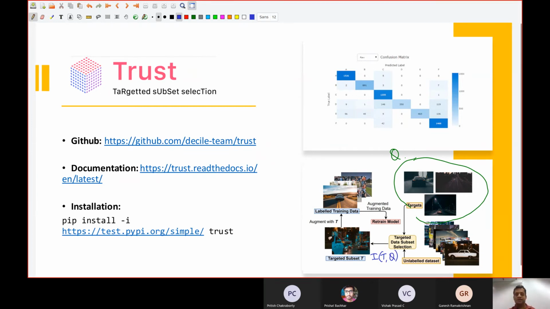So like say nighttime images. I want only those which are nighttime images. Then I can take this target set and label them. Instead of labeling randomly, I only label a diverse small representative set.